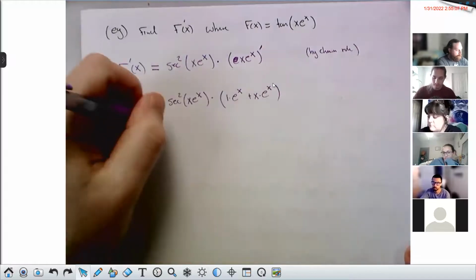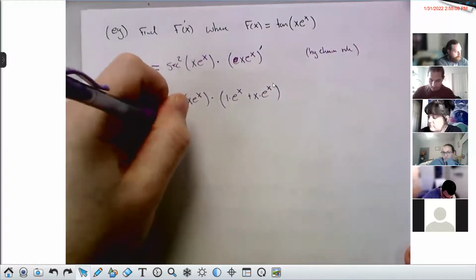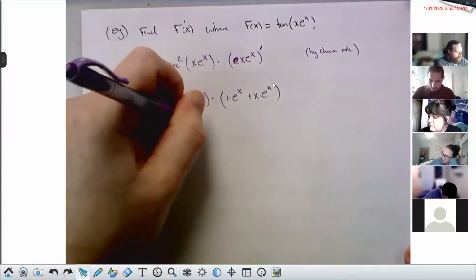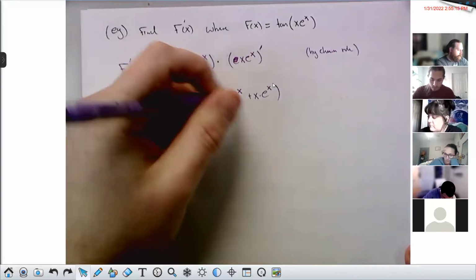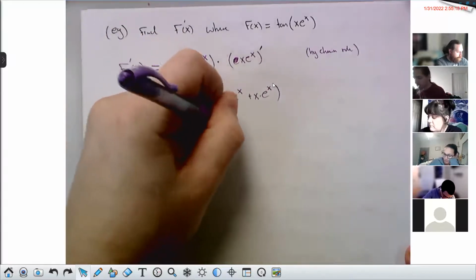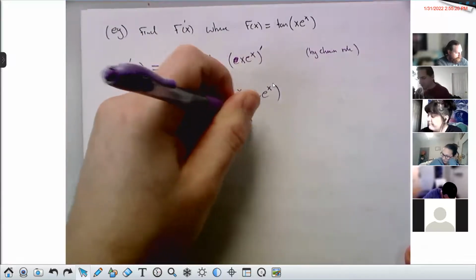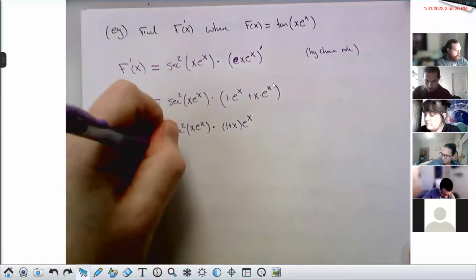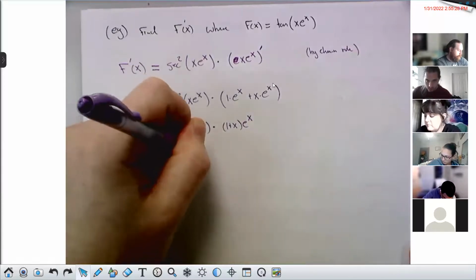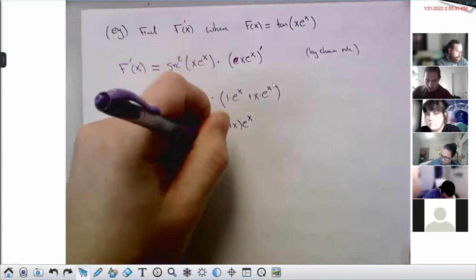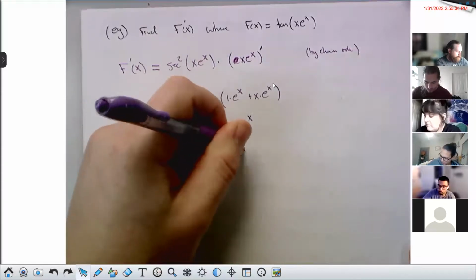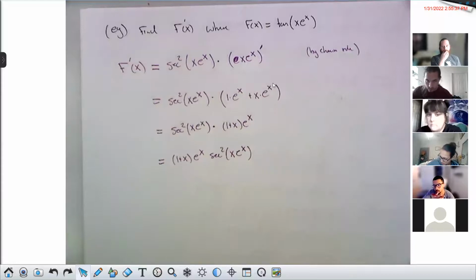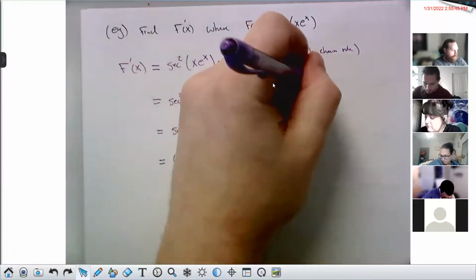And we can clean this up quite a bit, not that there's anything wrong with the way it's written now. But I can factor out e to the x here, and what would be left is 1 plus x. And then traditionally, we'd put this whole apparatus out front. So this is 1 plus x times e to the x times secant squared of x e to the x. Okay. So chain rule in the first step, product rule in the second.